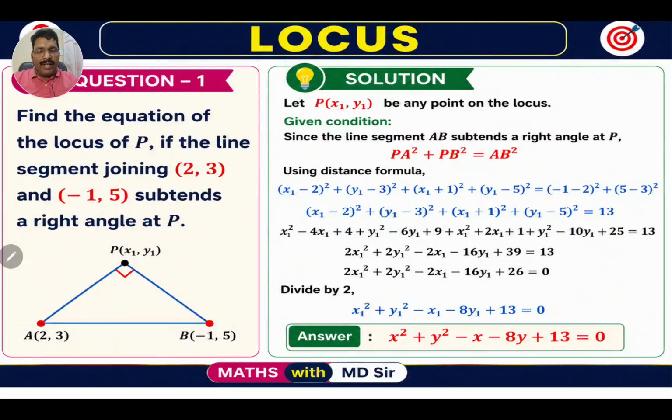So, finally what we have to do? Remove x1 and y1 and write x, y. So, the final answer: x square plus y square minus x minus 8y plus 13 equal to 0. In this way we have to find the locus of any point in the given question. It is for 4 marks, very important for the IPE examination.